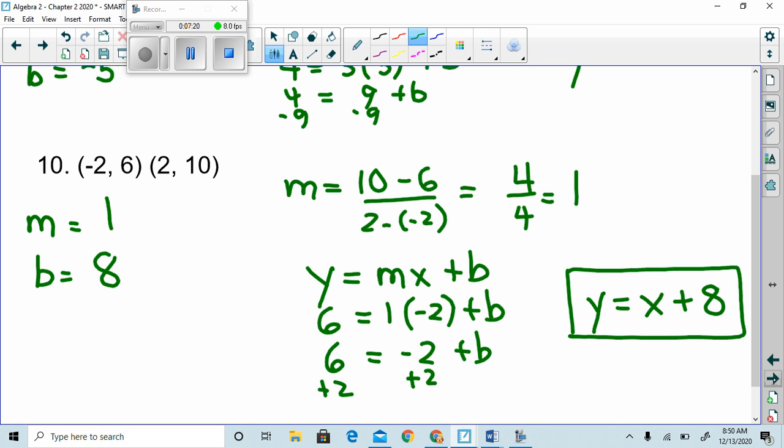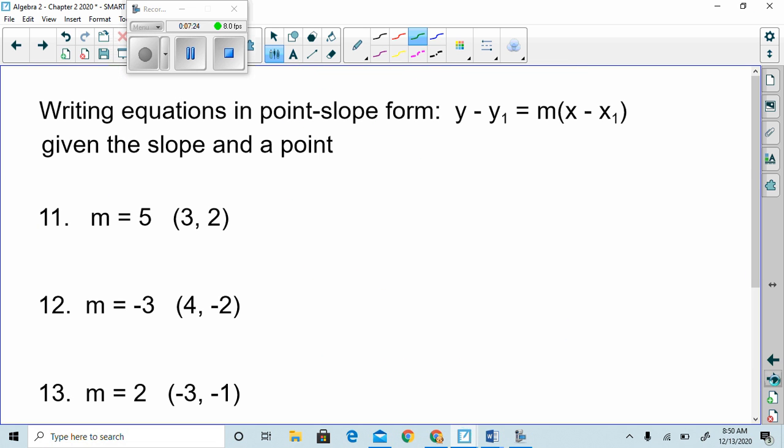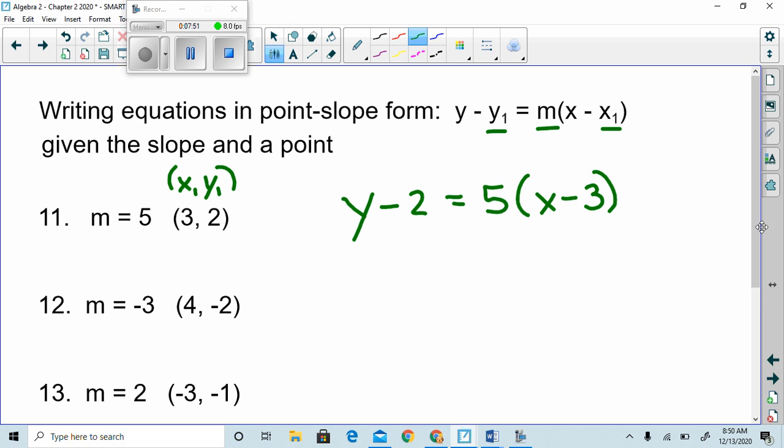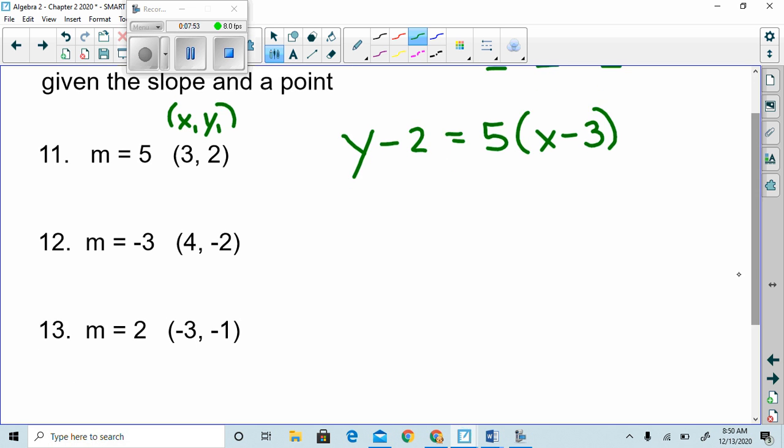We then went into a little discussion about the point-slope form. In point-slope form, we are given generally the slope and a point, and we go to the model. Now this is our x1, y1. And all we need to do is replace the x1, y1, and the slope. So in this first one, I'll get y minus 2 is equal to the slope 5 times x minus 3. And again, we showed how to convert this, but that won't be on the quiz.